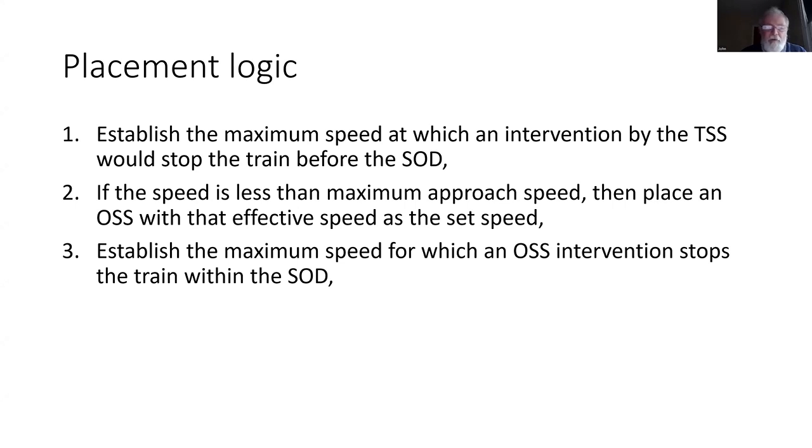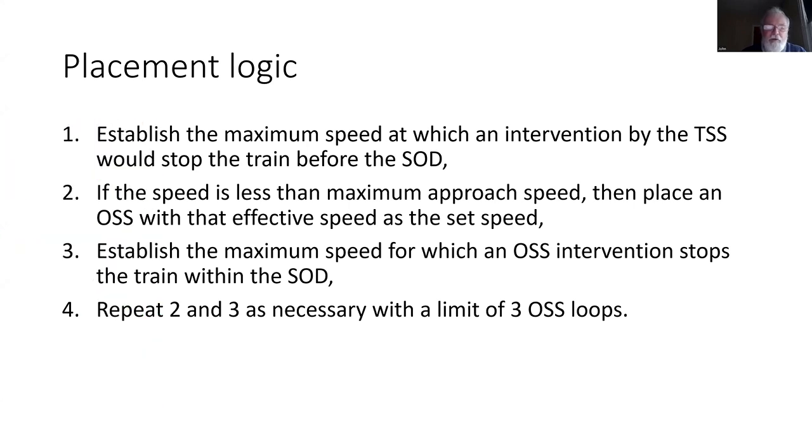You then repeat the process to establish the maximum speed for which an OSS intervention would still stop the train within the SOD. And you'd repeat 2 and 3 as necessary until either one has reached the line speed or a limit of 3 OSS loops has been provided.